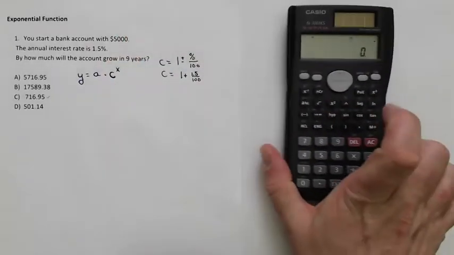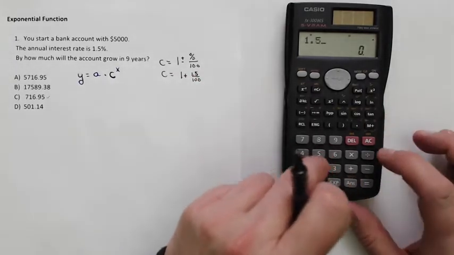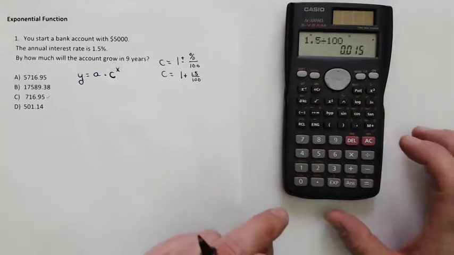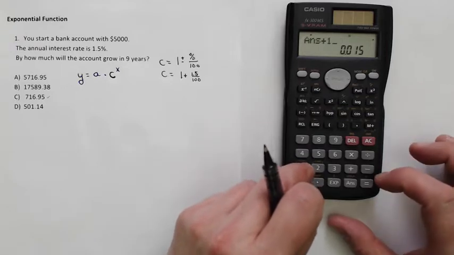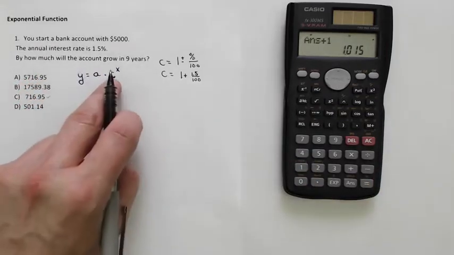So we'll come over, get the calculator. I'm going to do the percentage part first, just easier. 1.5 divided by 100 is equal to that. I'll add my 1. There we go, 1.015. So that's the value of my C.